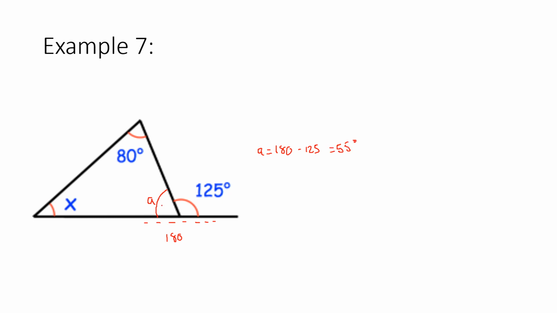So now I know that this angle here is equal to 55 degrees. And now I can find out the value of x because I can do 180 subtract these two angles, and I will now get that missing value. So I'm going to do 80 plus 55, which gives me an answer of 135 degrees, and then I do 180, which is what a triangle adds up to, subtract 135, and that gives me a value of 45 degrees. So angle x is equal to 45 degrees.